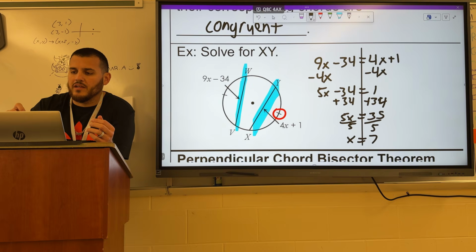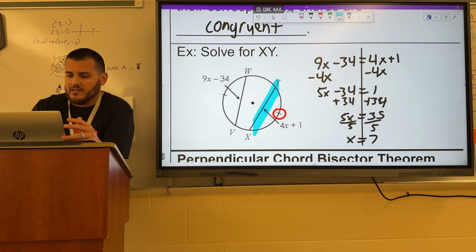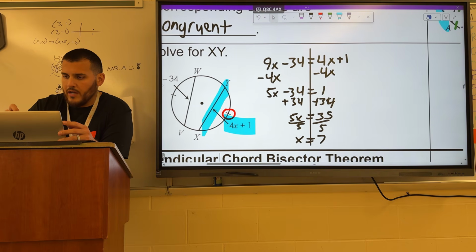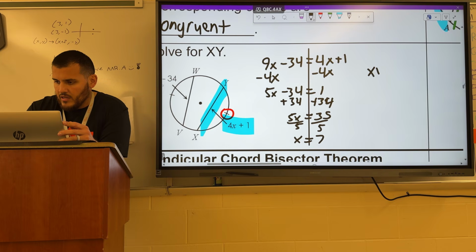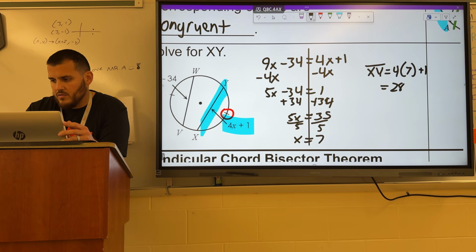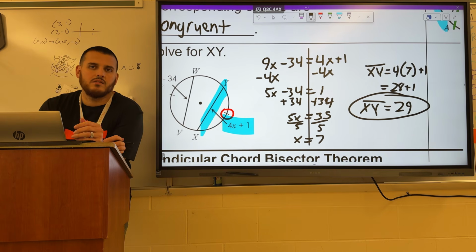Now to solve for XY, we need to plug that 7 into the 4x plus 1. So XY equals 4 times x, which we know is 7, plus 1. 4 times 7 is 28. 28 plus 1 gives us a measure here of XY of 29 units.